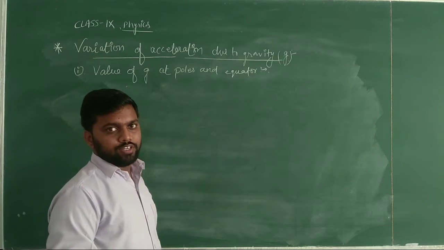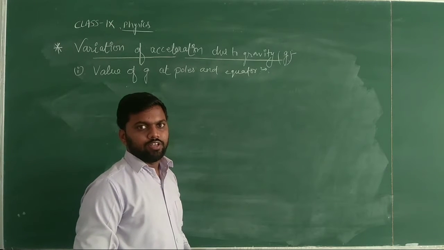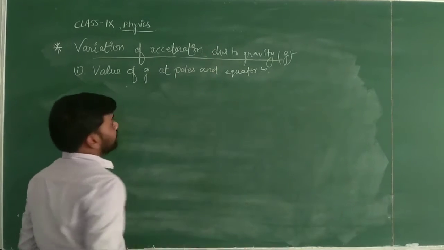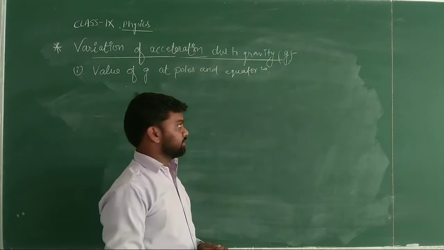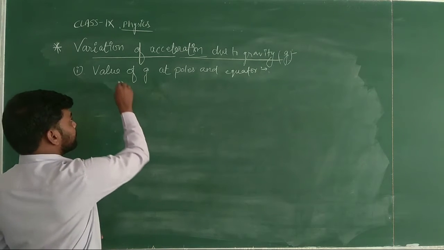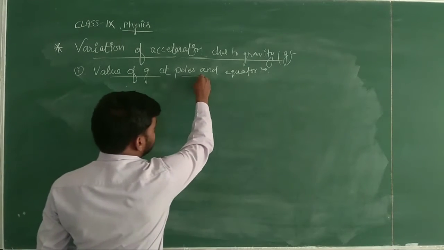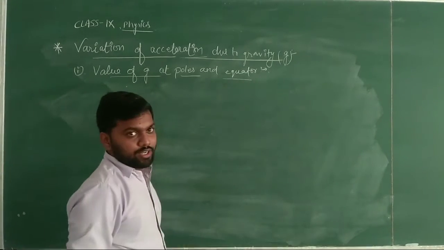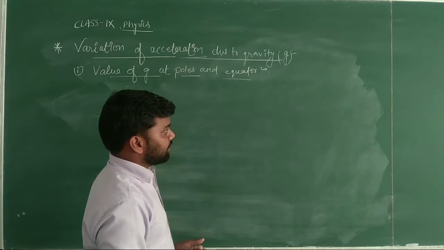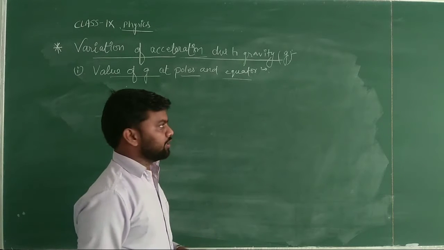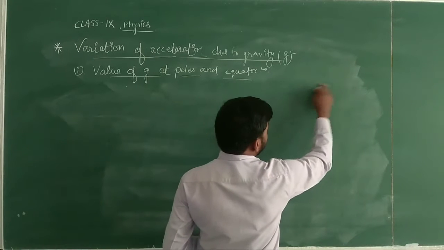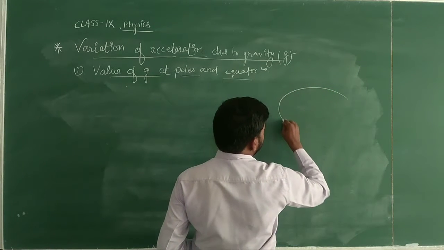Hello students, here we will see the variation in the value of acceleration due to gravity g at different positions on the earth. Our first case is the value of g at poles and equator. In the previous sessions we generally took the shape of the earth as a sphere, but in actual the earth is not like a sphere. It has a different shape like this.